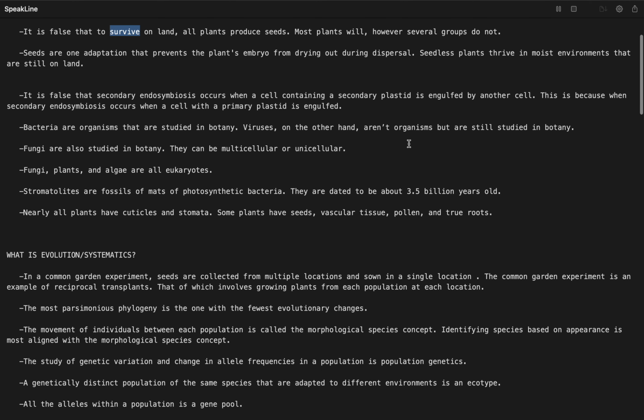It is false that to survive on land, all plants produce seeds. Most plants will, however, several groups do not. Seeds are one adaptation that prevents the plant's embryo from drying out during dispersal. Seedless plants thrive in moist environments that are still on land.